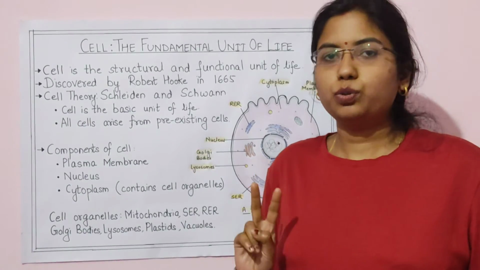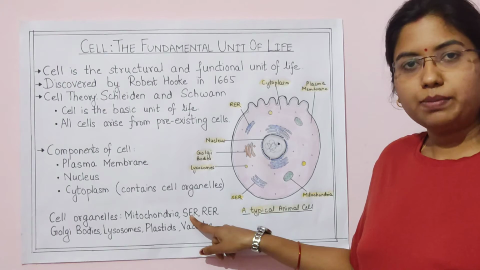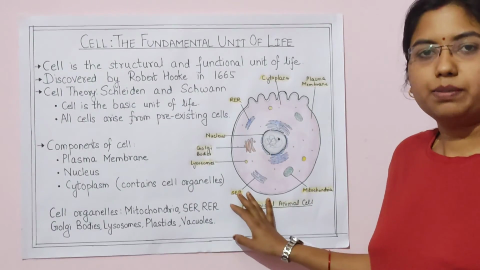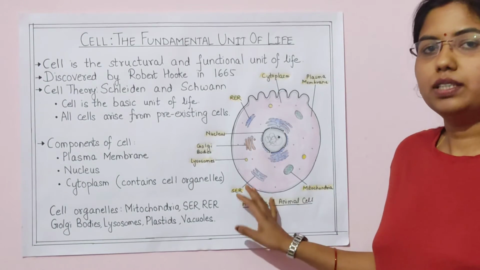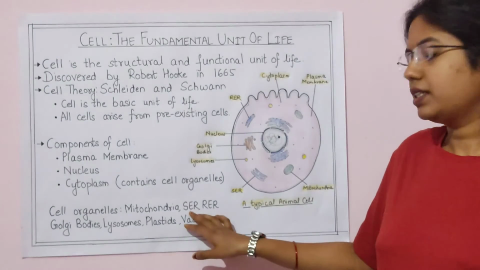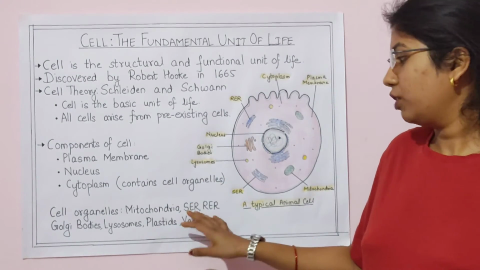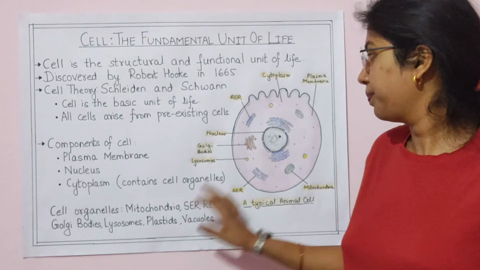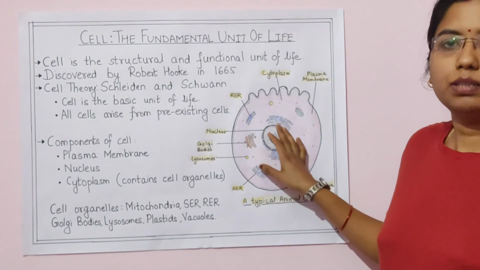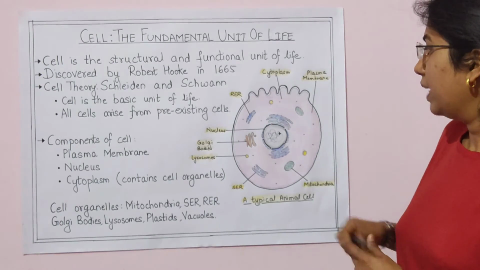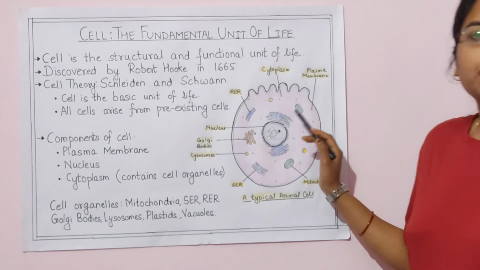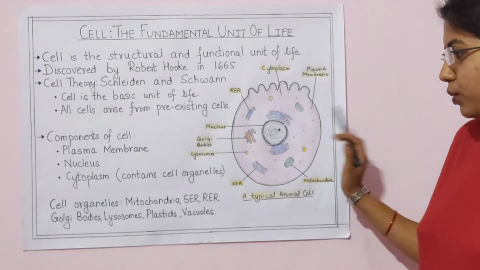Endoplasmic reticulum is of two types: the smooth endoplasmic reticulum and rough endoplasmic reticulum. The smooth endoplasmic reticulum appears smooth under the microscope due to the absence of ribosomes, and it is responsible for production of lipids or fat molecules. The rough endoplasmic reticulum appears rough under the microscope due to the presence of ribosomes. Ribosomes are tiny particles which are responsible for the production of protein.